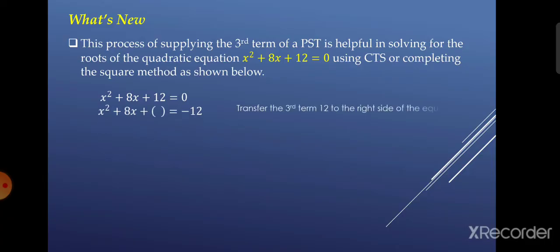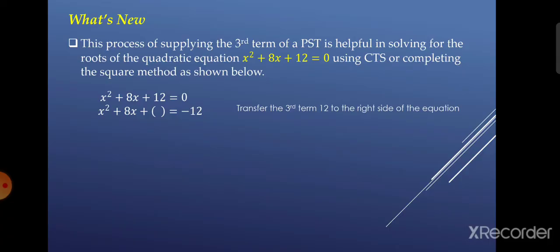So the first process, if we only use completing the square method, is when the given trinomial or quadratic equation is not factorable. For this, x squared plus 8x plus 12 is equal to 0. What if the given equation is not factorable? The 12 has factors 6 times 2, but let us suppose it cannot be factored. So the process is, we will transfer the third term, positive 12, to the other side of the equation.